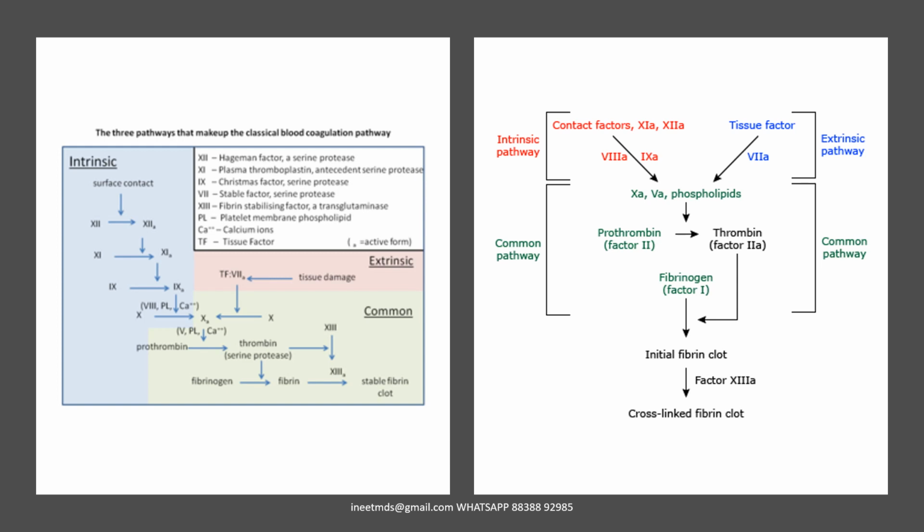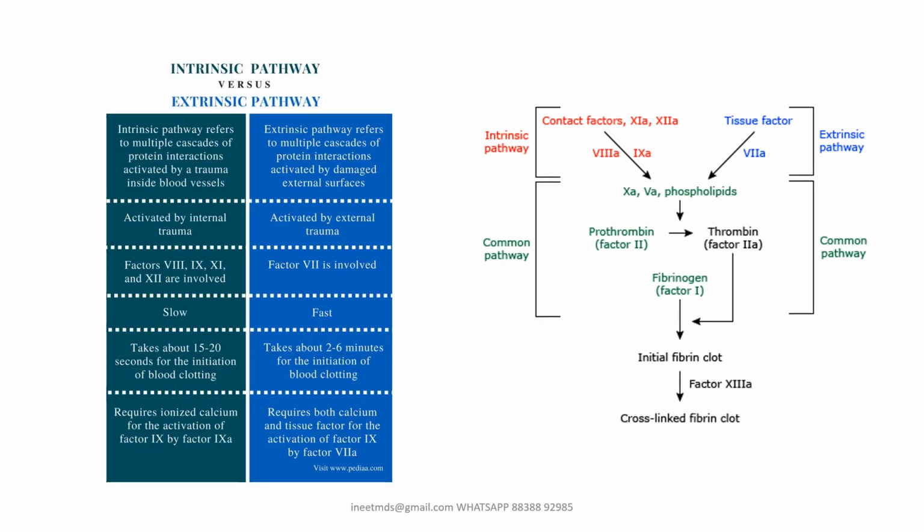Now, the coagulation pathway: you have the intrinsic pathway, extrinsic pathway and common pathway. The factors included in the intrinsic pathway are factors 11, 12, 8 and 9, whereas the extrinsic pathway is just factor 7. In the common pathway, you have all the other remaining factors. The intrinsic pathway refers to multiple cascades of protein interaction activated by trauma inside the blood vessel, whereas the extrinsic pathway refers to a cascade of protein interaction activated by a damaged external surface. So, external is the extrinsic pathway, and factor 7 is involved in it. In the intrinsic pathway, it is factors 8, 9, 11 and 12. This is very important, another MCQ point: extrinsic pathway is 7, intrinsic pathway is 8, 9, 11 and 12.